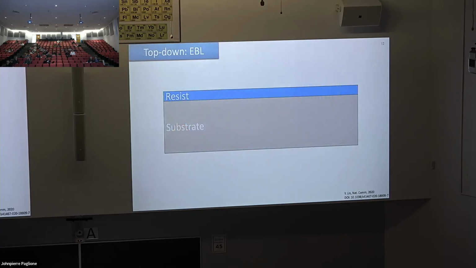So first technique, e-beam lithography. This is the workhorse of almost any graphene lab if you want to do devices. You have some kind of a substrate. This could be silicon oxide. It could also be your 2D material of choice. And you spin coat a polymer on top. We call it a resist.